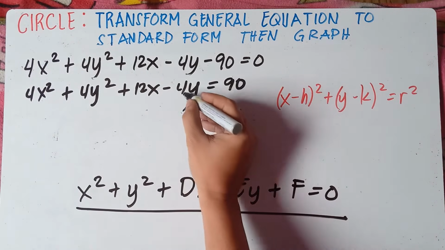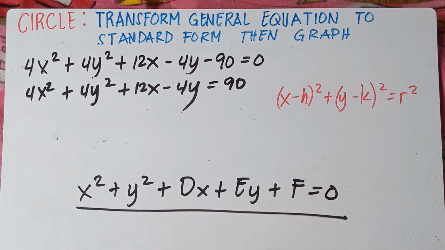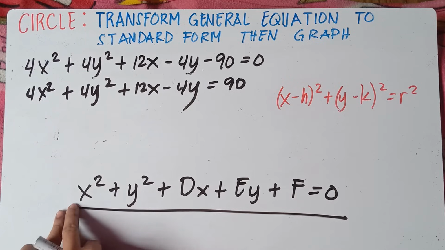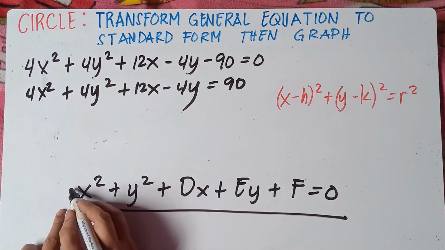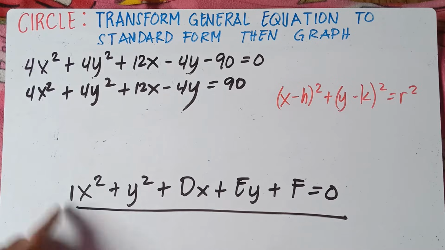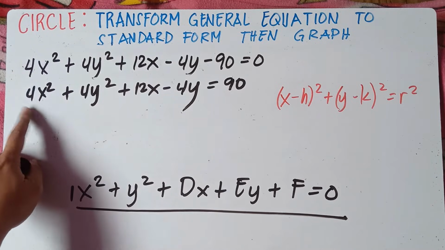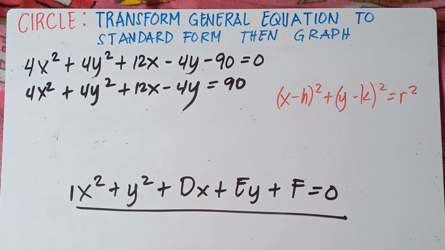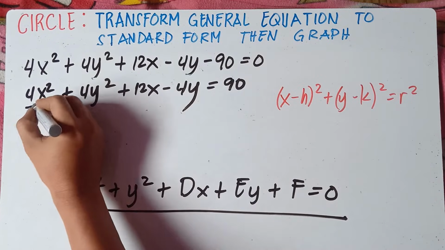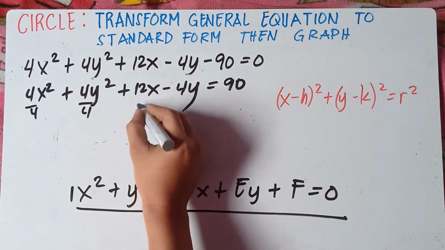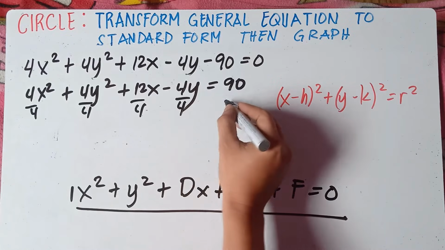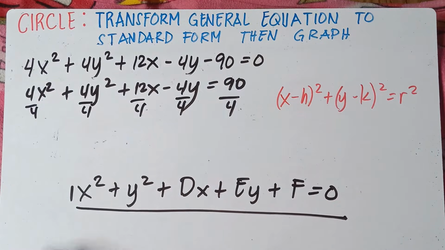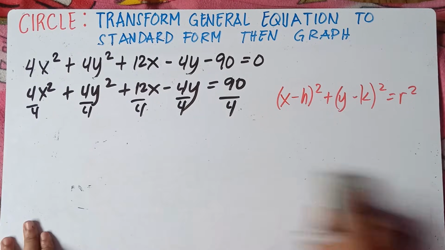Now you will be asking, sir, why do we need to divide it by 4? It's because the general equation of a circle has just x squared and y squared, which means the numerical coefficient is just 1. Now, since this is 4, we need to make it 1, and to make it 1, we need to divide everything by 4.